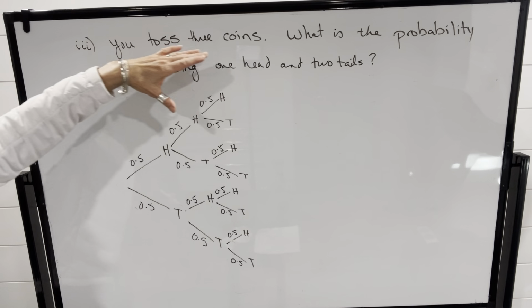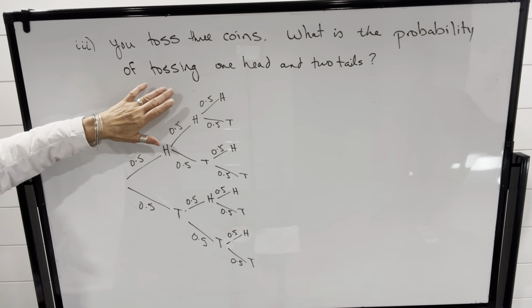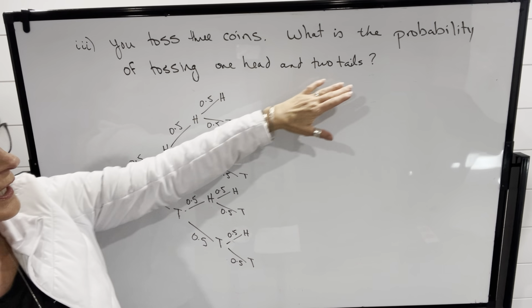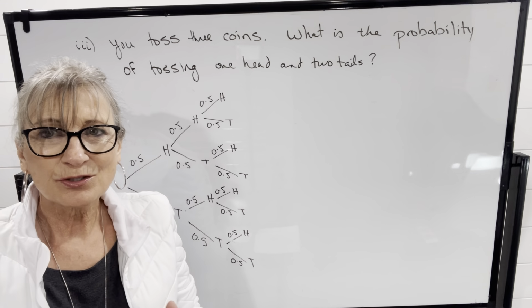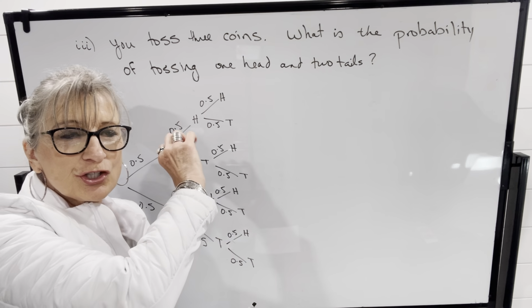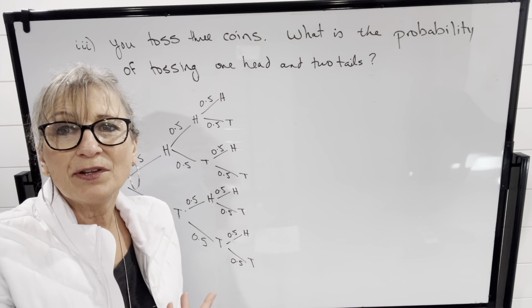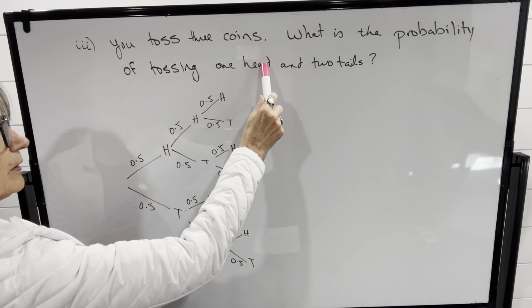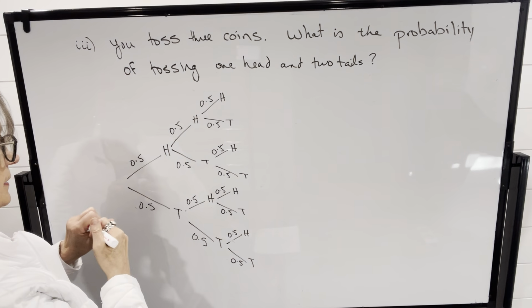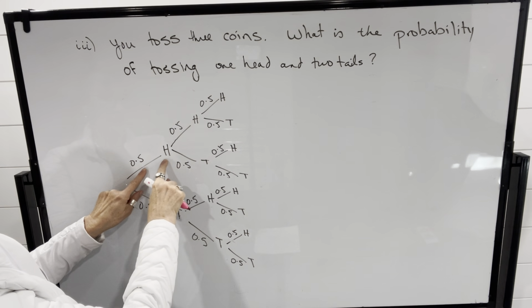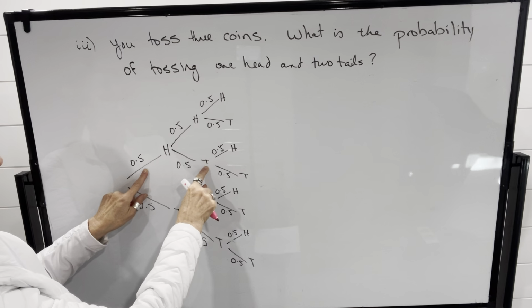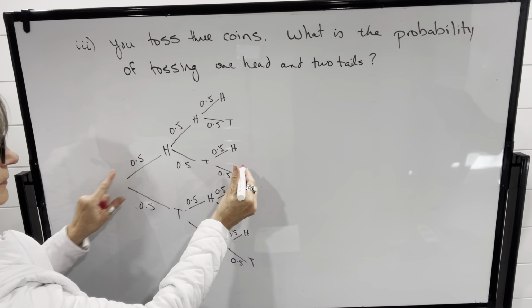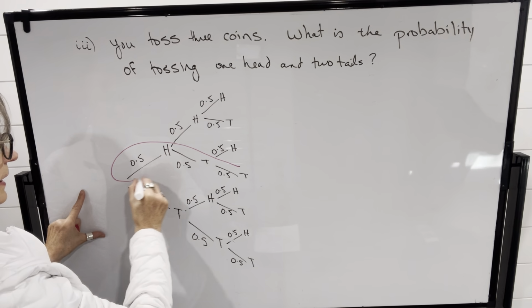So we still are tossing 3 coins, but now we want to know what's the probability of tossing 1 head and 2 tails. So for this one, I have to look at each series of branches that will give me that outcome. So let's take a look at the different ways we can get 1 head and 2 tails. To start off with, we could have our first coin being a head, then the second coin and the third coin being a tail. So there's one way we can get it.